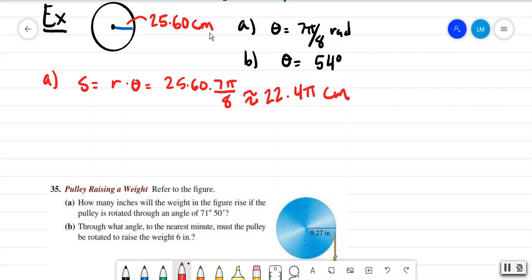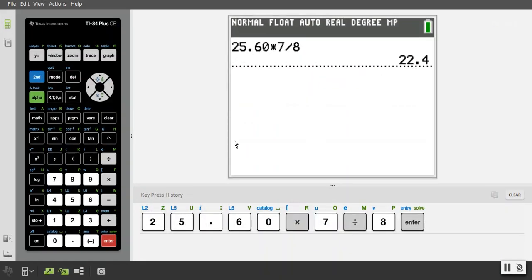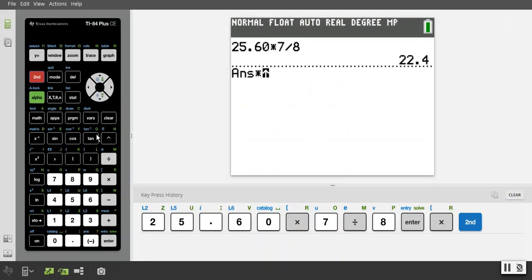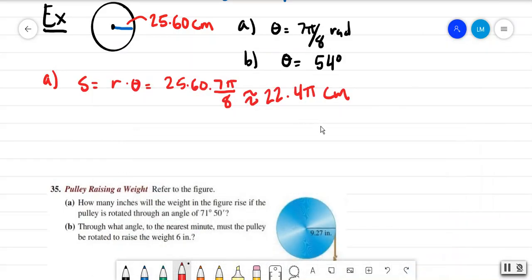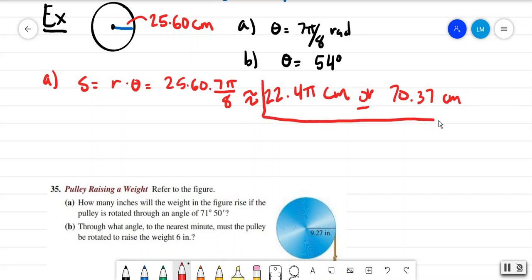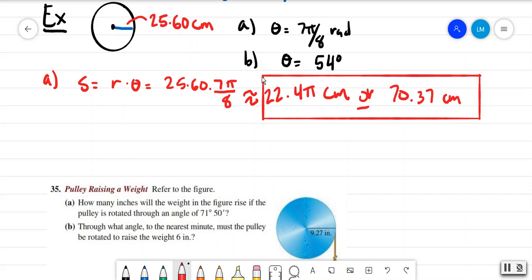Now if we figure out an approximation, let's say we round to 2 decimal places. That's going to be 70.37 centimeters. Both of these are acceptable, and in either case, most of the time you're told how many decimal places you need to round.